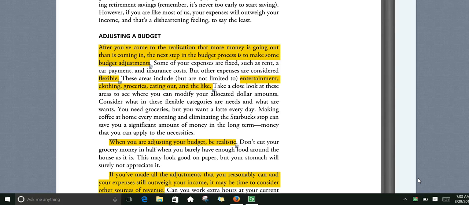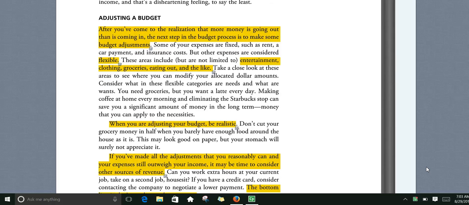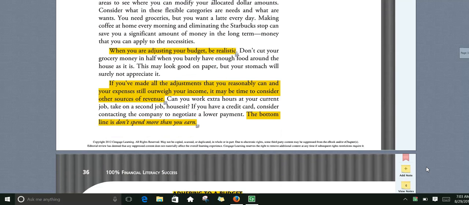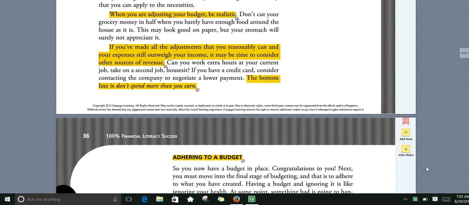Some of those that are definitely flexible are entertainment, clothing, groceries, eating out, and such. But be realistic when you are adjusting your budget. Don't cut the food that your house uses, the grocery money, when you know that you cannot stick to that. The bottom line is that you don't spend more than you earn. So if there's no way for your budget to come out balanced at the end, then you may need to find a second job.